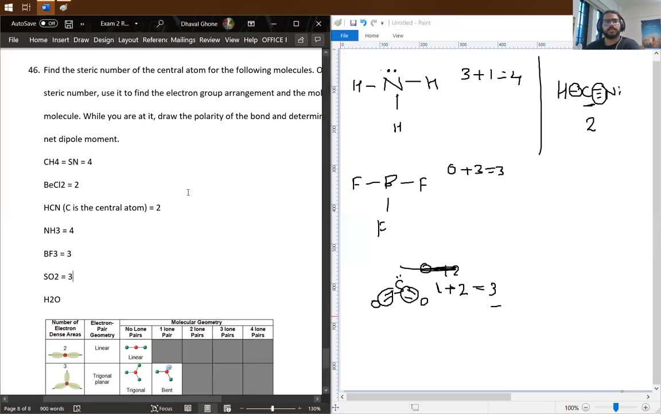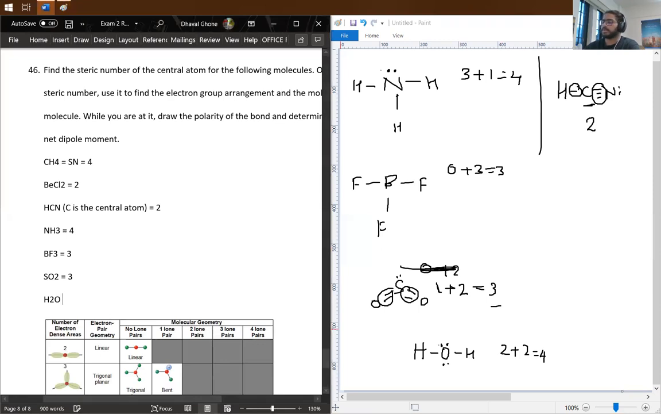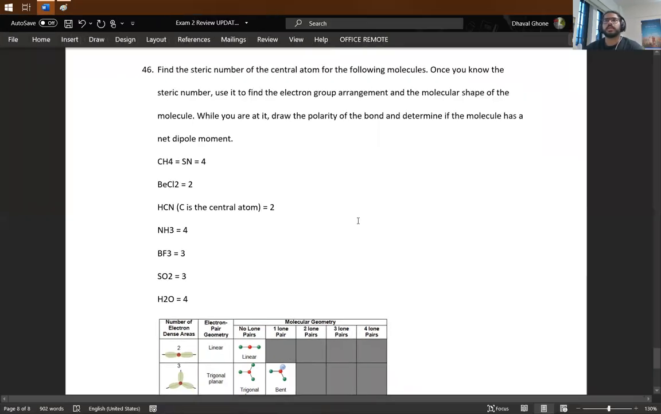Okay, H2O. We never did H2O, but you can practice drawing it on your own. H2O looks like this. The oxygen has two lone pairs and two bonding groups, so really it has a steric number of 4. Okay, and now to talk about electron arrangements and molecular shapes, I'll go back to full screen.